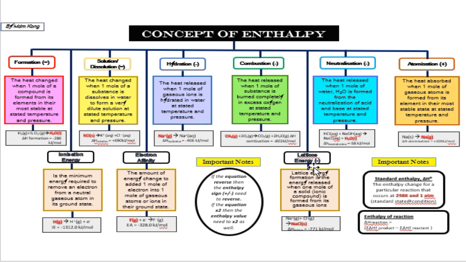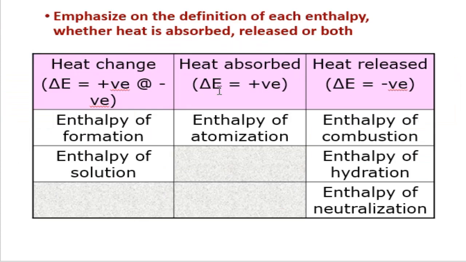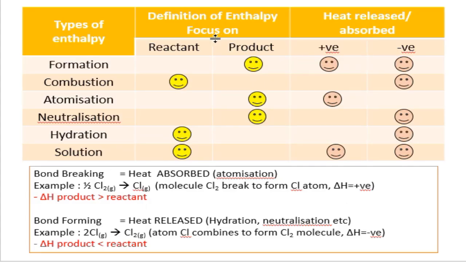The dissolution process, so this is another summary. Heat change involving enthalpy of formation and enthalpy of solution means the reaction might be exo or endo. But enthalpy of atomization is for sure endothermic because heat is absorbed, so it has a positive sign. And this one, heat release, with negative sign, is an exothermic reaction, which includes enthalpy of combustion, enthalpy of hydration, and enthalpy of neutralization. This is another example summary, so I put here which enthalpy involves reactant, which involves product, and which one is endothermic, which one is exothermic.